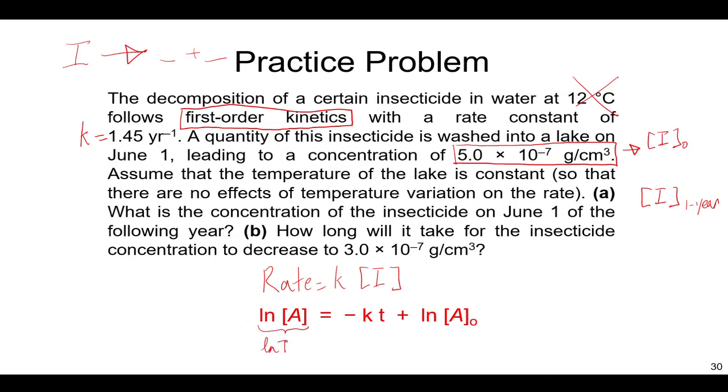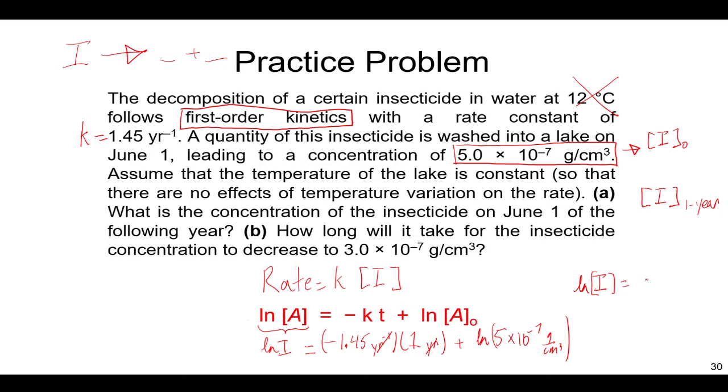ln of I equals negative 1.45. Okay, that's our value of K, inverse year. The amount of time is after 1 year. And now you can see why the rate constant has units of inverse year, plus natural log of our initial concentration, 5 times 10 to the negative 7 grams per cubic centimeter. Okay, and so now we can go through and plug in all our numbers here.